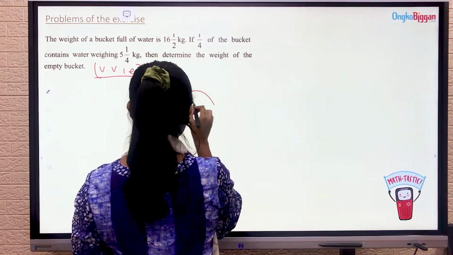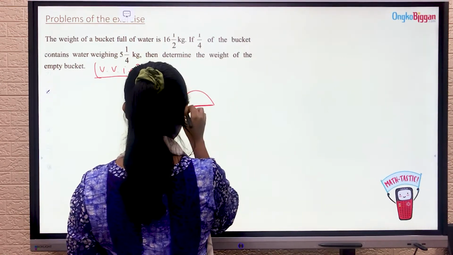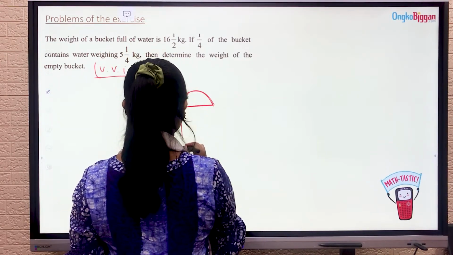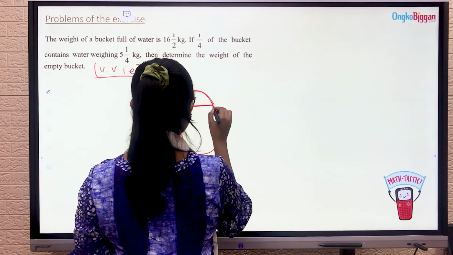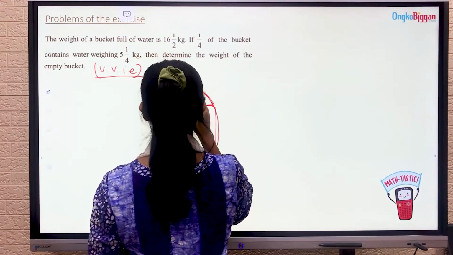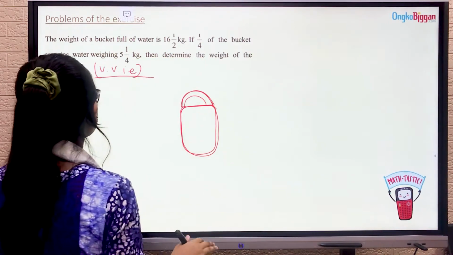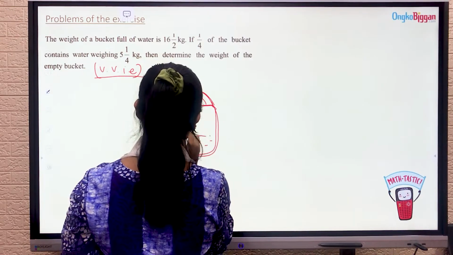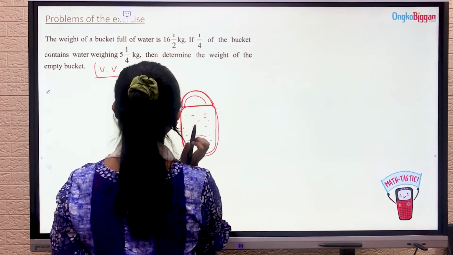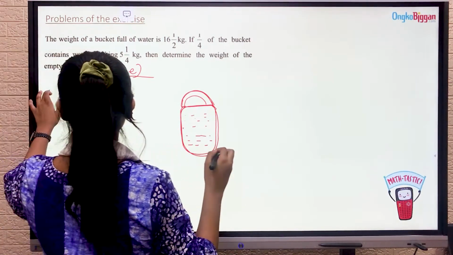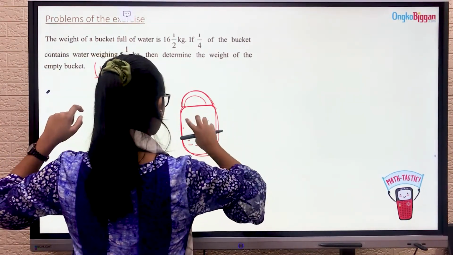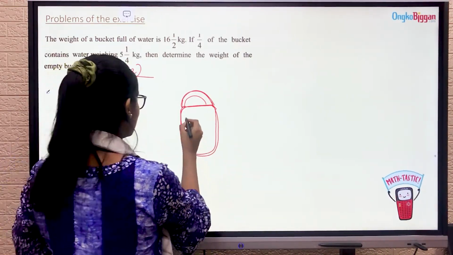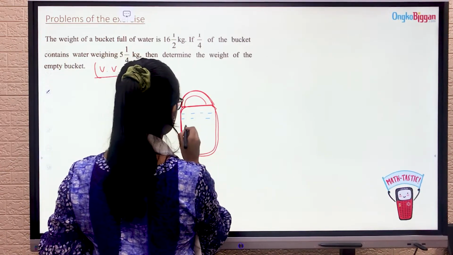So suppose, I draw very bad, but let's suppose this is a bucket. Okay. So it says the weight of a bucket full of water. That means the bucket is full of water. And after containing water, the weight of the bucket is, let's draw the water in a different color, so that it will look more interesting.